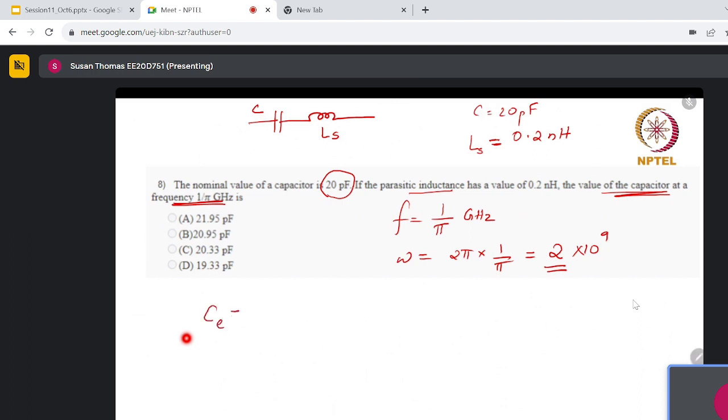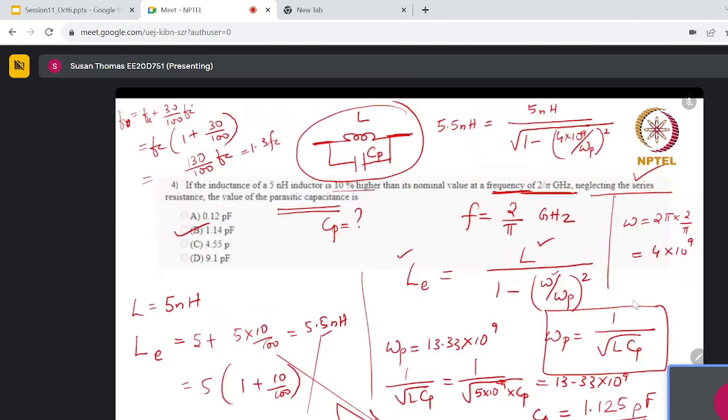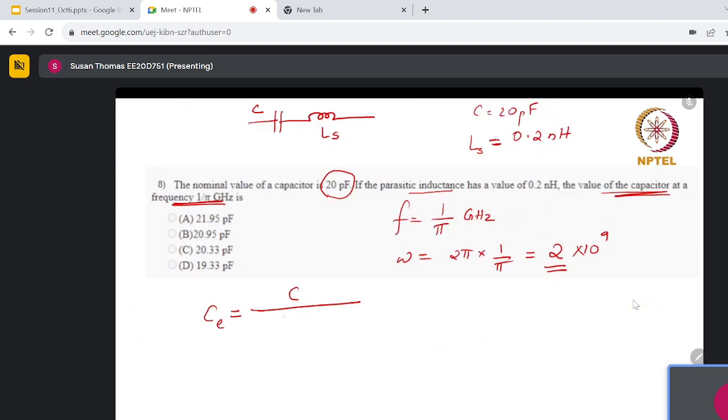And you know that Ce is C by 1 minus omega by omega s, the whole square. You know the value of C, you know the value of omega, and there is something which we need to find, which is omega s. Omega s is 1 by root of Ls into C. So 1 by root of 0.2 into 10 power minus 9 times C, where C is 20 picofarad.